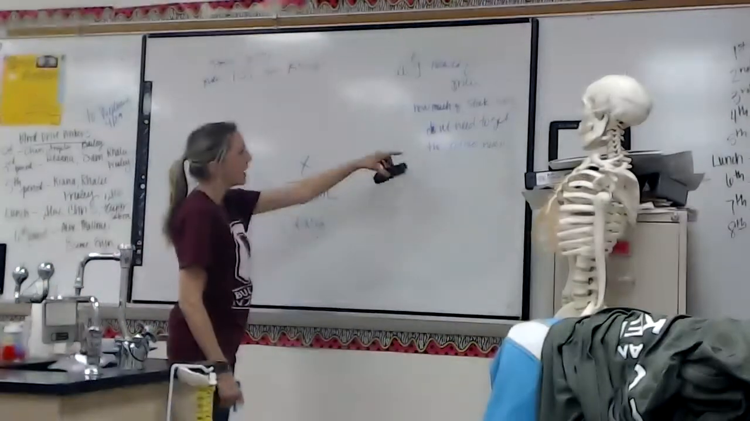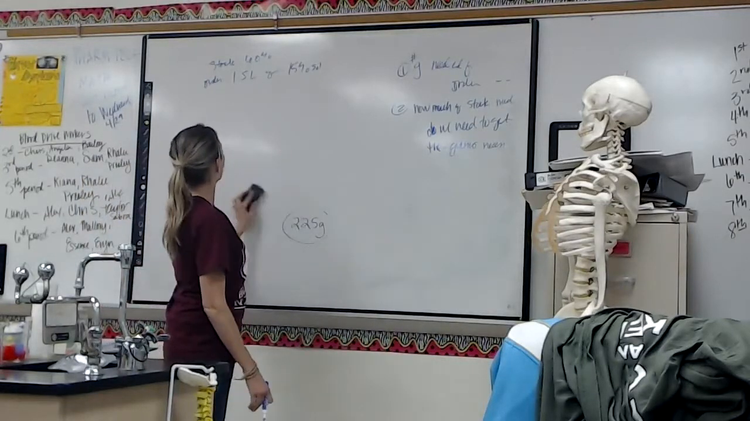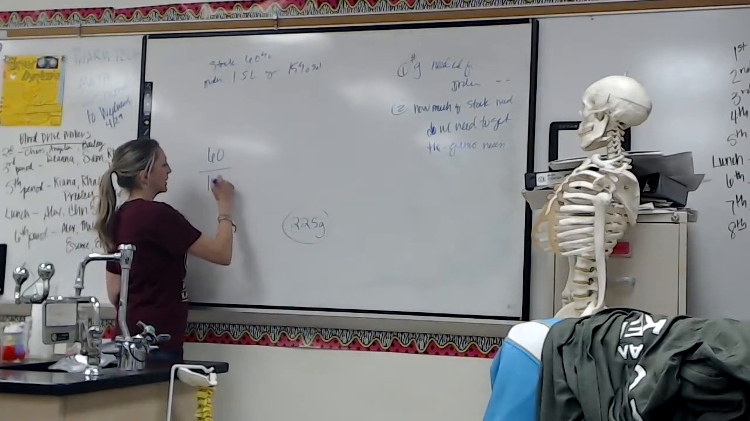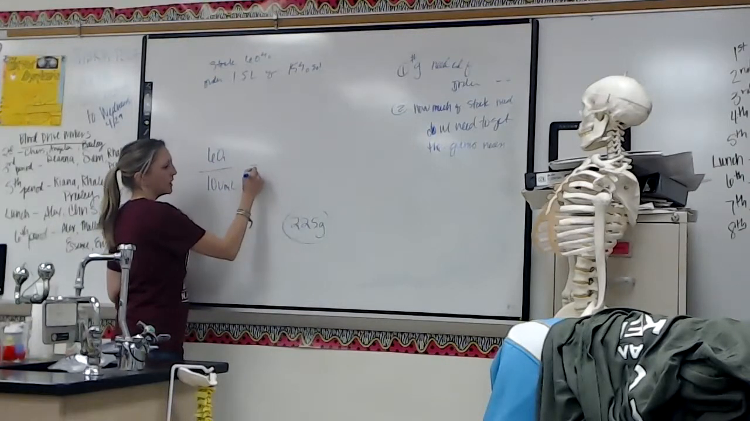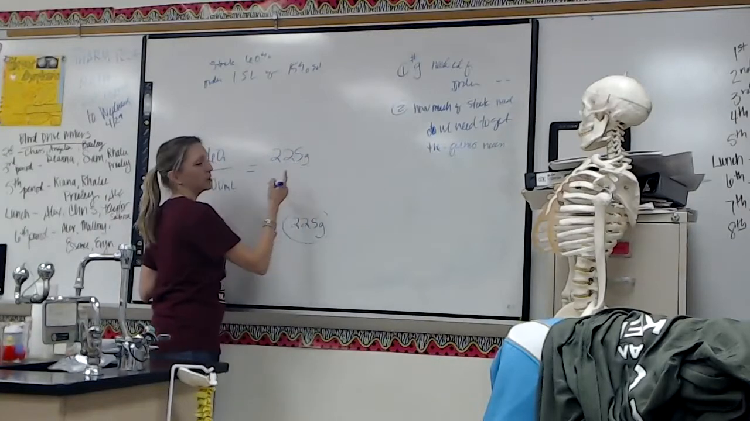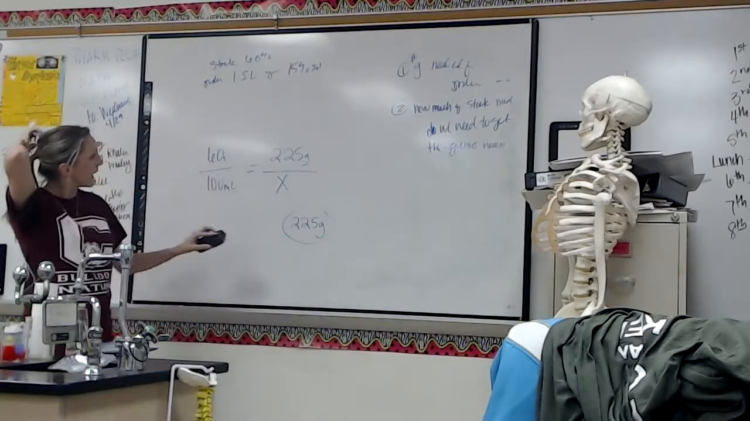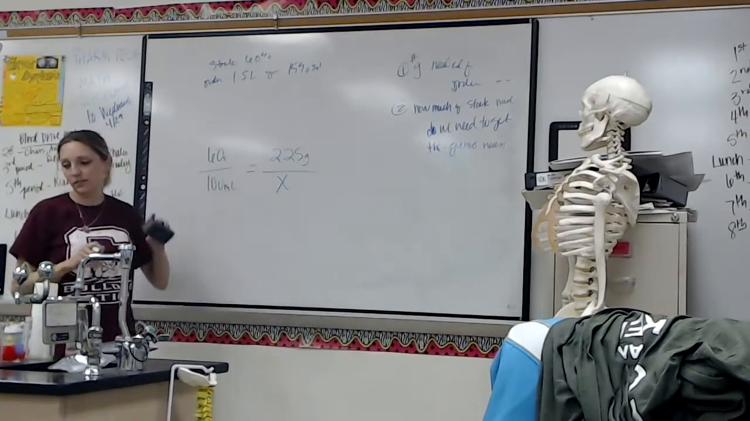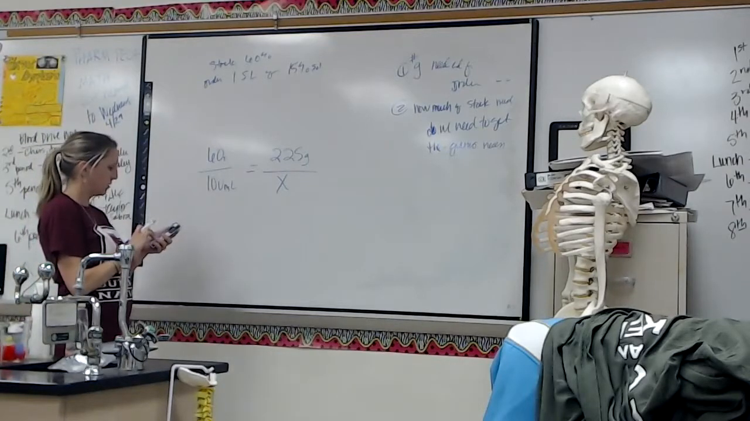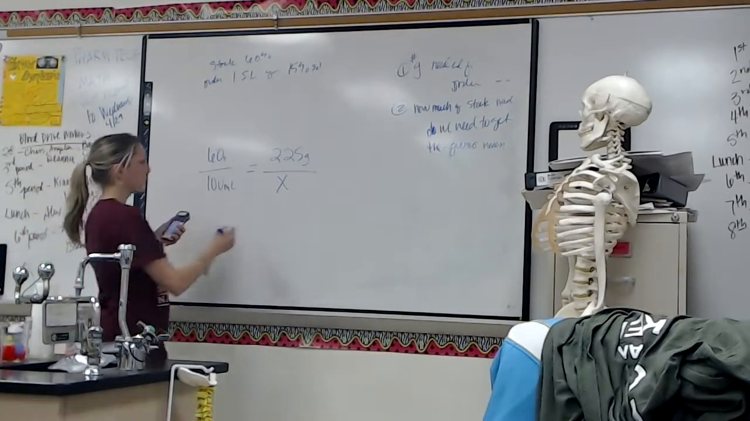How much of the stock med do we need to get to these grams that are necessary? Our stock med is 60%, which goes over 100 again: 60 grams over 100 milliliters equals 225 grams, because that's how much we need, over X. We want to know how much of the stock medication we need. This time we get 375.